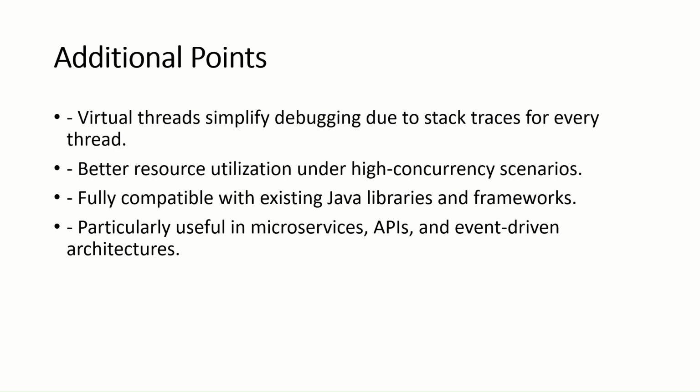Better resource utilization under high concurrency scenarios. Virtual threads provide better resource utilization under high concurrency scenarios. It is fully compatible with existing Java libraries and frameworks, and particularly useful in microservices, APIs, and event-driven architectures. These days, mostly Spring Boot and Java are used to develop microservices, APIs, and event-driven architectures, right? So the virtual thread is very much compatible with them.